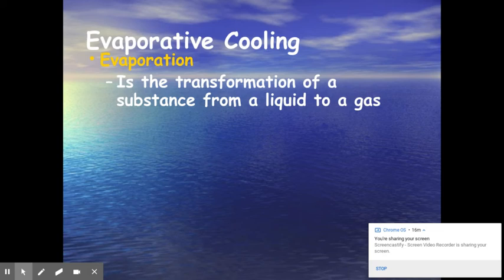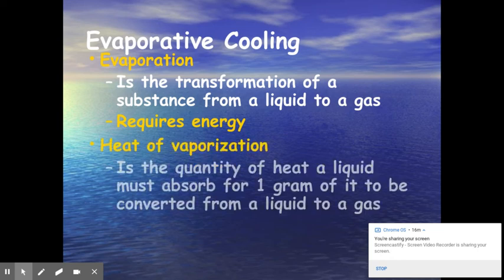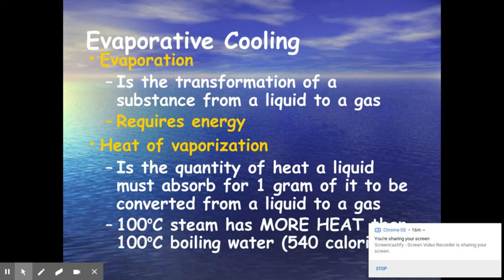Evaporation is going from a liquid to a gas. This requires energy. Heat of vaporization is the quantity of heat that a liquid must absorb in order to become a gas. So we can measure that. Water happens to have a high heat of vaporization. What does that mean? It means that water takes a lot of heat with it when it evaporates.